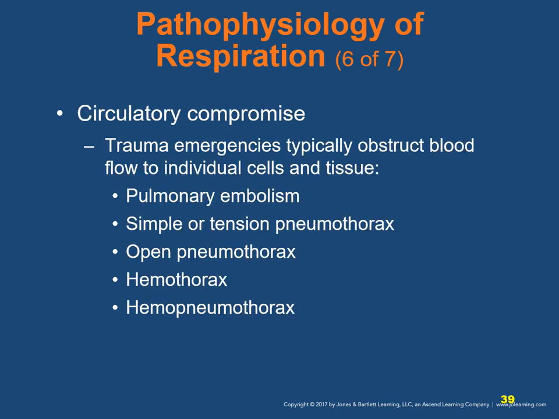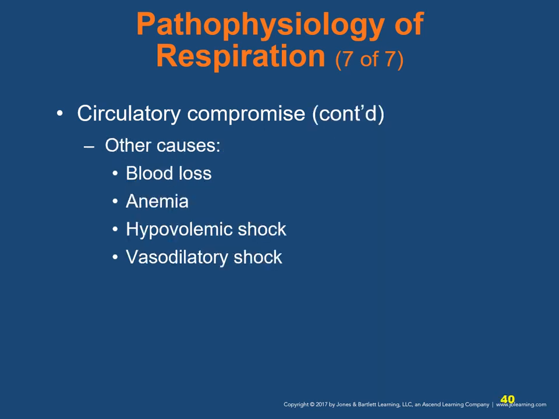Circulatory compromise is what we're going to discuss next. The obstruction of blood flow to individual cells and tissues is typically related to trauma emergencies. This includes pulmonary embolism, simple or tension pneumothorax, open pneumothorax, which is called a sucking chest wound, hemothorax, and hemopneumothorax. Other causes of circulatory compromise are blood loss, anemia, hypovolemic shock, which is an abnormal decrease in blood volume. In other words, somebody's bleeding out or bleeding internally.